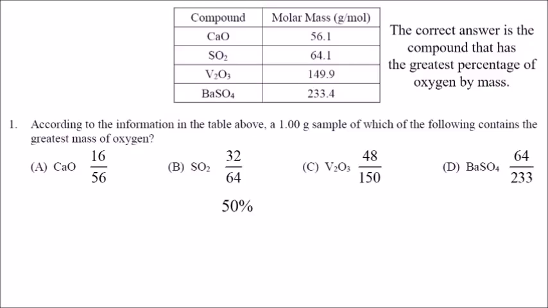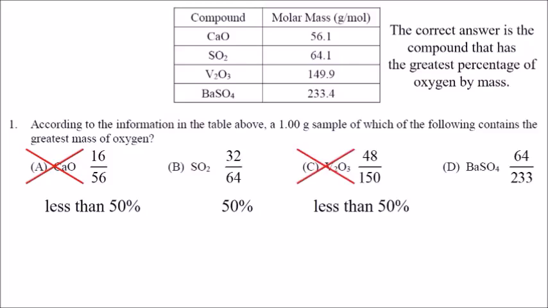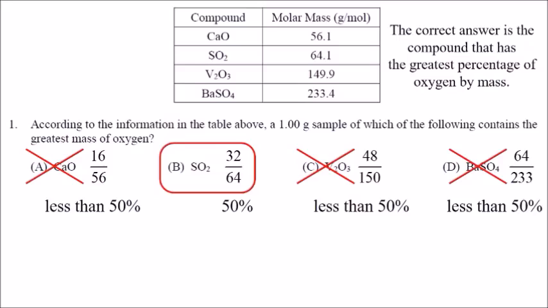Now again, without a calculator, we can see that choice B, the sulfur dioxide, works out to be 50%. Any choice that is less than 50% can be eliminated. So choice A, 16 over 56, is definitely less than 50%, so we can eliminate choice A. 48 over 150 is also less than 50%, and 64 over 233 is less than 50%. So the compound that contains the greatest percentage of oxygen by mass would be B, sulfur dioxide.